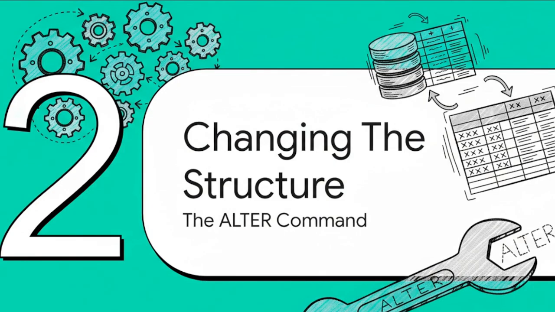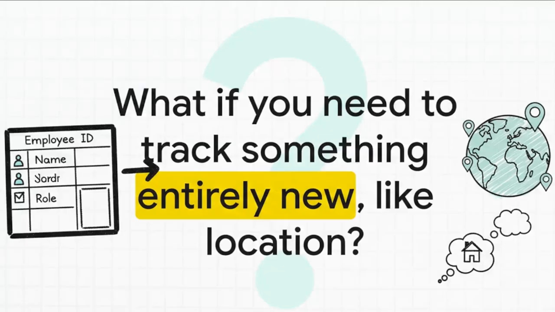But what happens when the company's needs grow? We're not just fixing typos anymore. Now we need to change the very structure, the blueprint of the table. And for that, we need a whole new command, alter. Right, so as the company gets bigger, a new requirement comes down from management. They want to start tracking which city each employee lives in. But our table wasn't designed for that. There's no column for it.